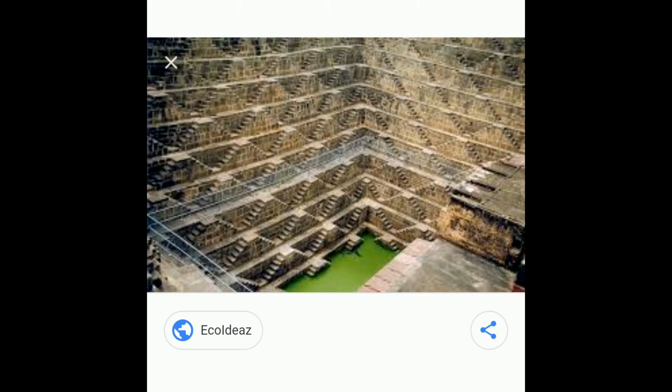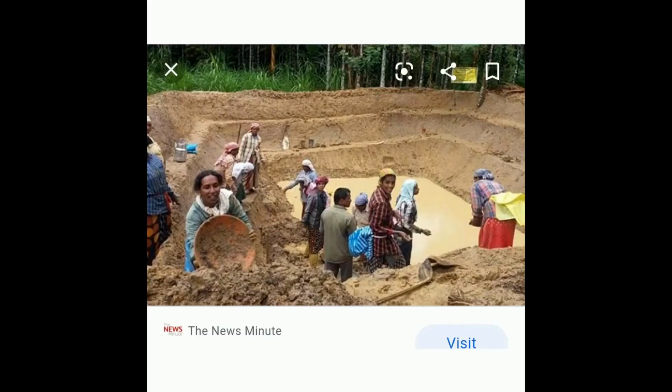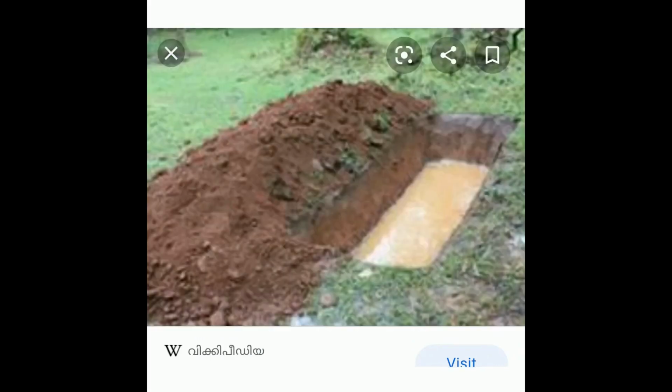Have you heard about MGNREGS? Mahatma Gandhi National Rural Employment Guarantee Scheme. It's a central scheme. In Kerala, we call it Tozhilurappu Paddhati. They are making rain pits in our homesteads. Did you see it? What is its use? For what purpose is it made?